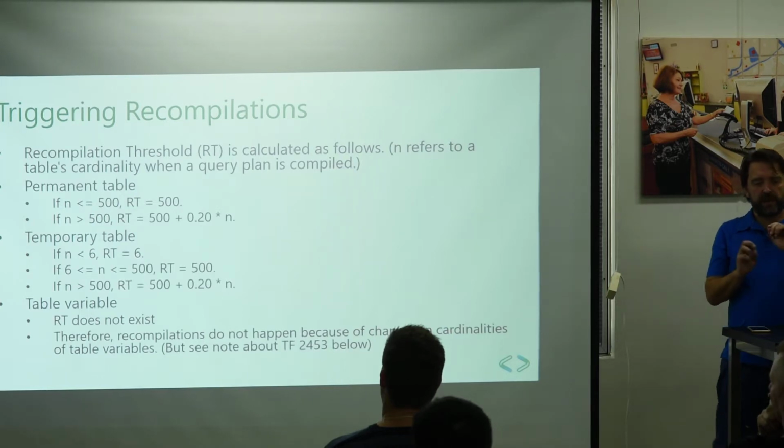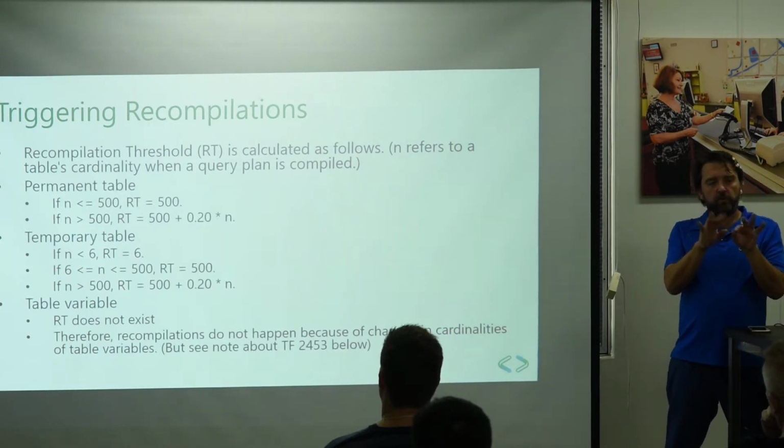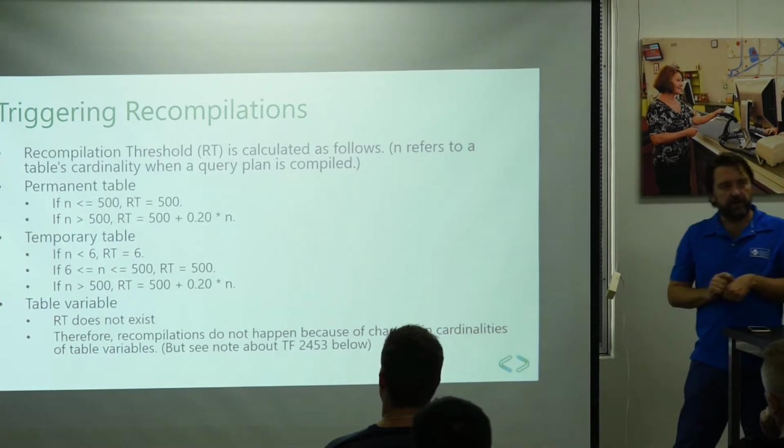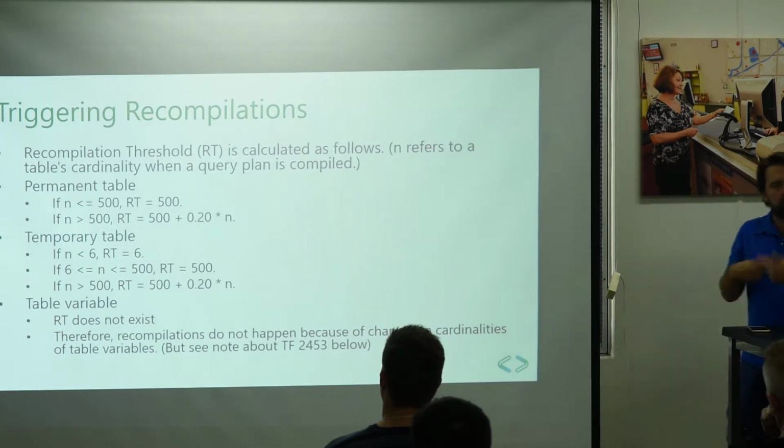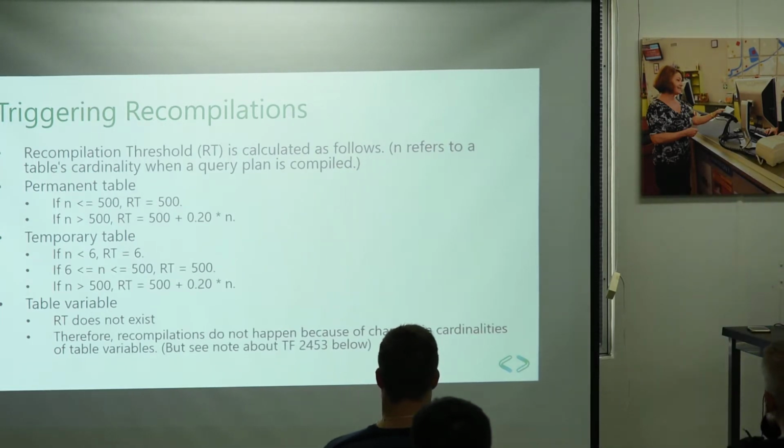So again, if you have this pattern where you populate a temp table, modify some data, which triggers recompilation, modify some data, recompilation, recompilation, recompilation, that's something you potentially need to watch out for. You can see in this particular case, we're just giving you the thresholds for the recompilation, whether it's a permanent table, a temporary table, or a table variable. Notice with table variables, we don't have any recompilations because we have no statistics maintained on table variables, as we'll find out in the next PowerPoint slide.